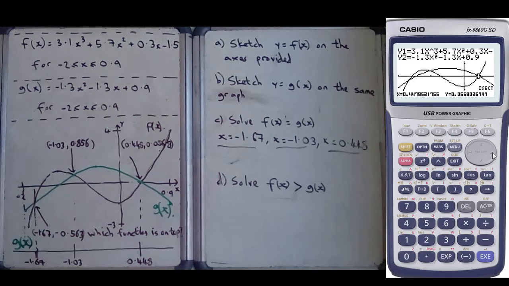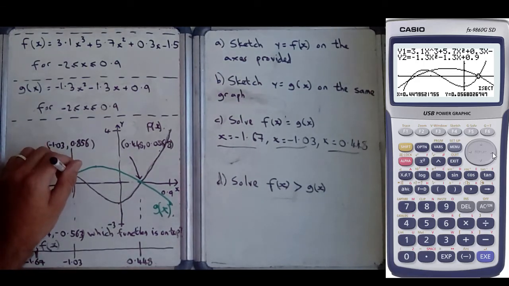Now, the second region is between minus 1.67 and minus 1.03. That's the second x interval, so it's this bit here I'm interested in. You can see all the way through here the black line is higher than the green line, so that means f of x is greater in that bit.